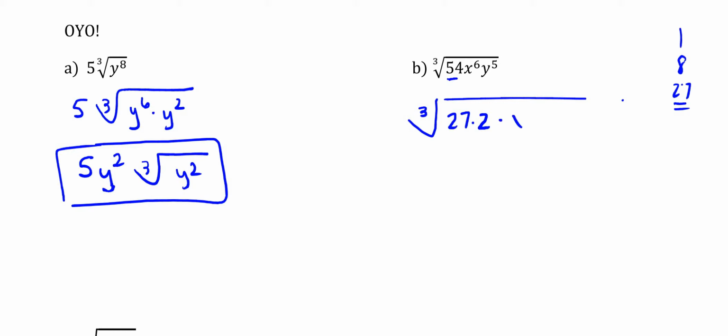X to the 6th is a perfect cube, so that stays. Y to the 5th is not, so we have to figure out a perfect cube that's smaller than 5, so that would be y to the 3rd and y squared.